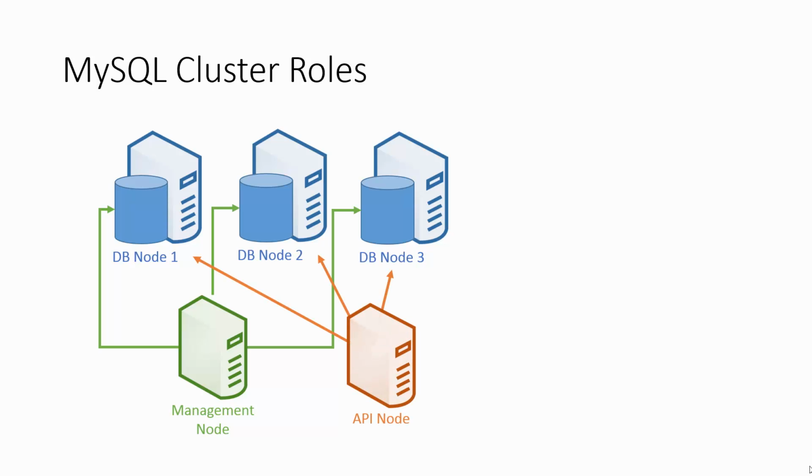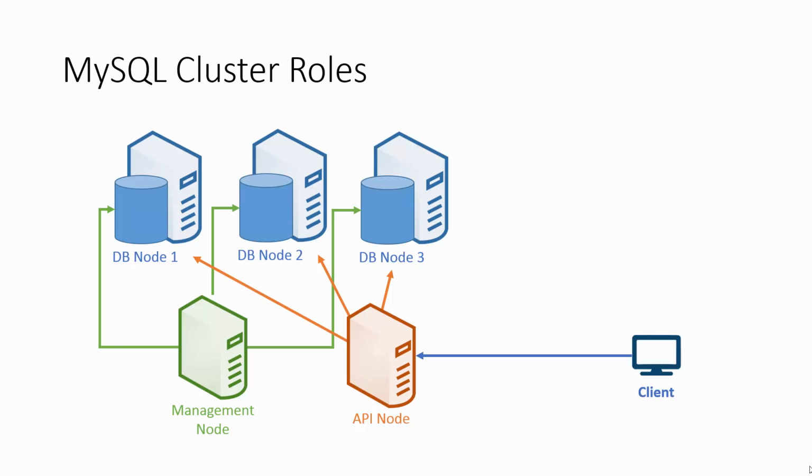Finally, there is the API node. These are the nodes that actually access the cluster data. In a MySQL cluster, this API node is also a traditional MySQL server, but it uses the NDB cluster storage engine. API nodes are also called SQL nodes. And API nodes will allow clients to access the data over port 3306.